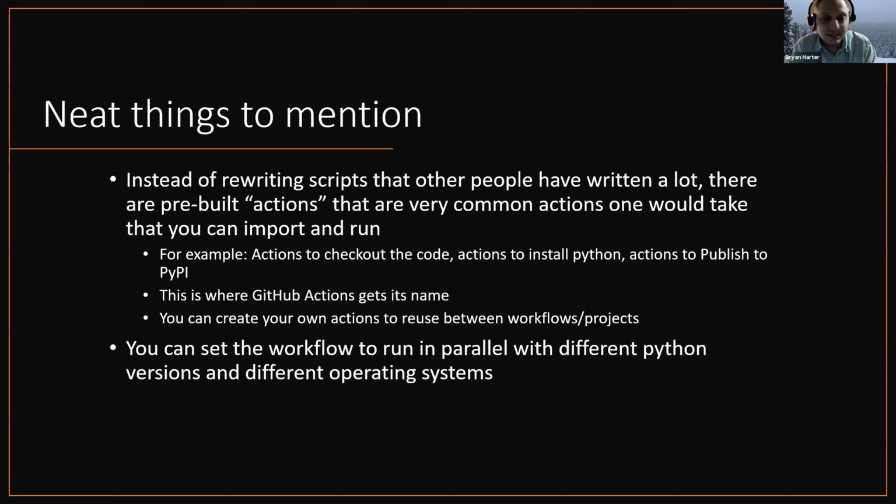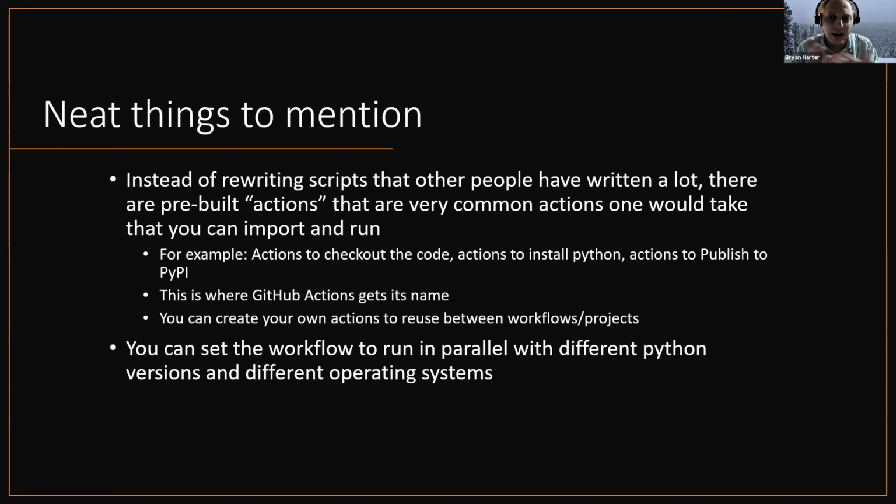Oh, so neat things to mention about GitHub Actions. Instead of rewriting scripts that other people have written a lot, there are pre-built actions that GitHub has available in a public repository that you import into your code. You say, I want to run this action that pushes to PyPI or pushes to Conda. You don't need to write any code yourself or write a shell script. You just say, this is the action I want to take, and here's my configuration of that action. There are actions to install Python, to check out the code, and all of these things I use in my code, which we'll see in just a minute.